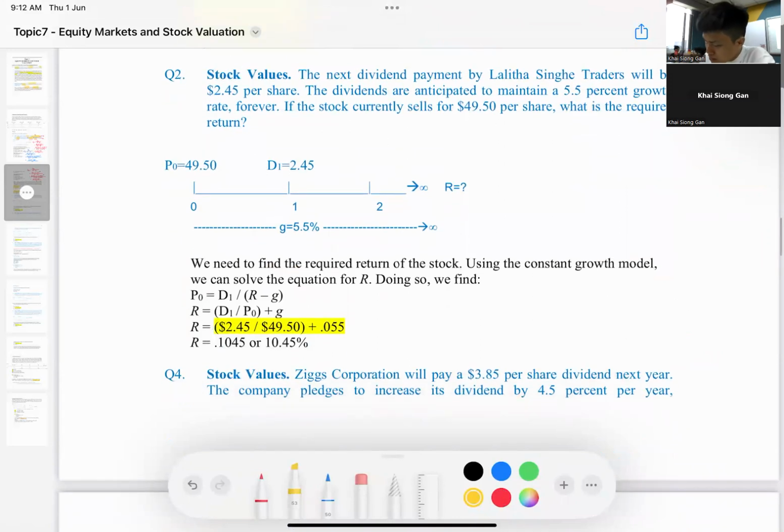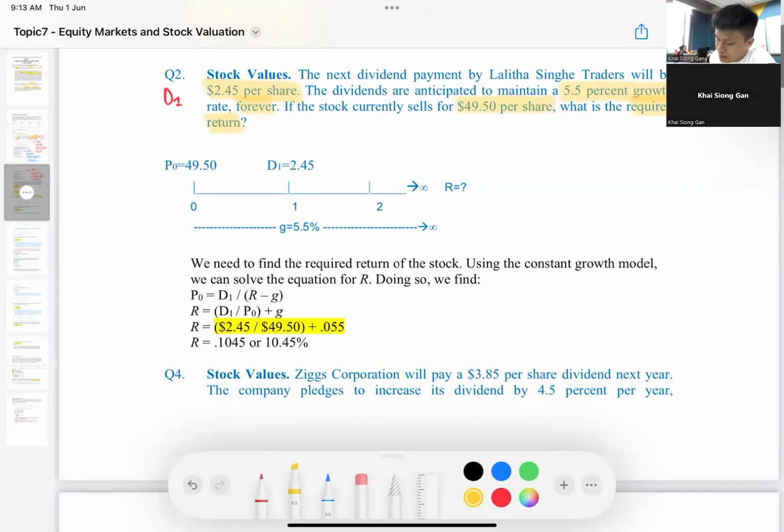Calculate stock value again. Now the next dividend means what? D1. The next dividend payment by Lalita Singh Traders will be 2.45 per share. The dividends are anticipated to maintain a 5.5% growth rate forever. If the stock currently sells for 49.50 per share, now they give you the share price already. They ask you what is the required rate of return. So it's the reverse.